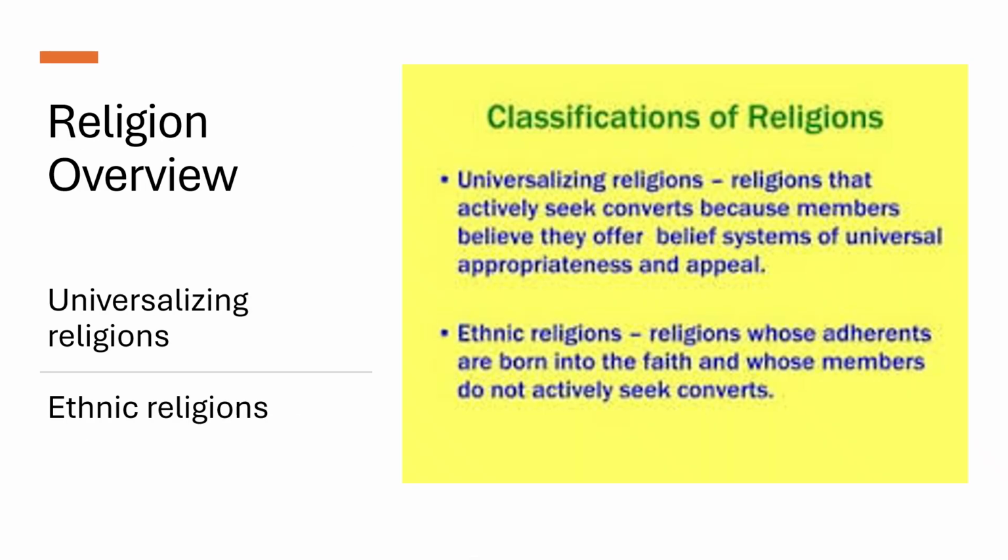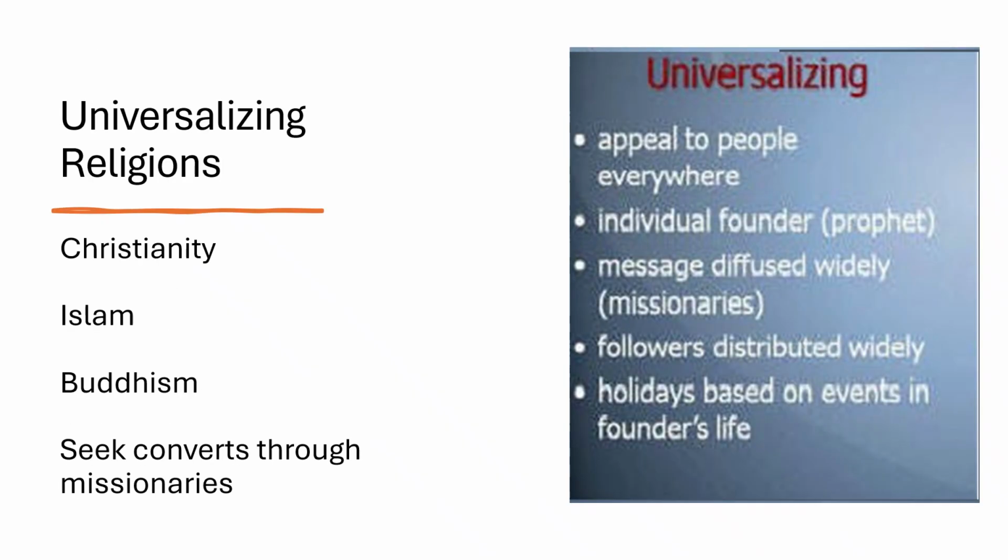Religions are divided into universalizing religions and ethnic religions, and they're classified based on different categories. Universalizing religions include Christianity, Islam, and Buddhism. Their goal is to seek converts, some through missionaries. The goal is to appeal to everyone. There's generally a known founder. All the holidays are based on the founder's life.